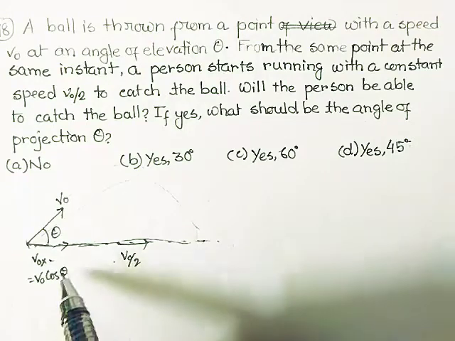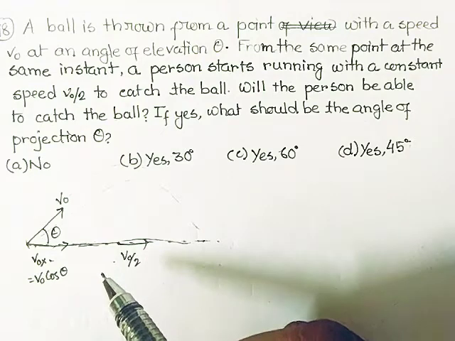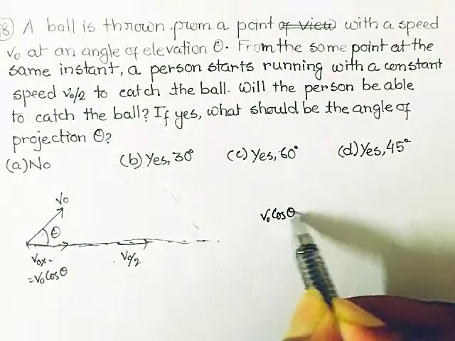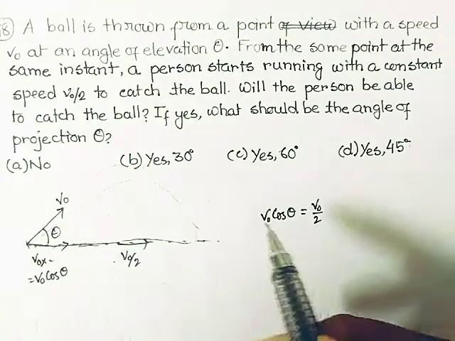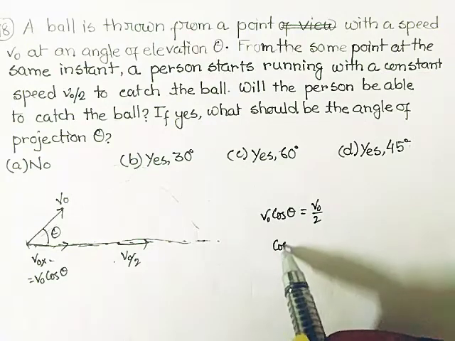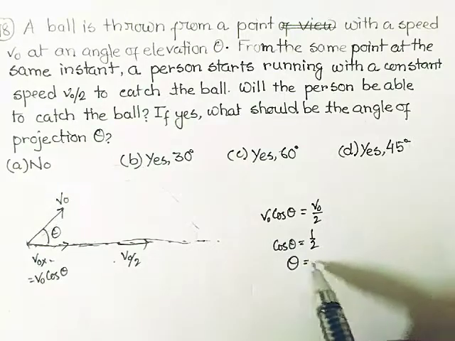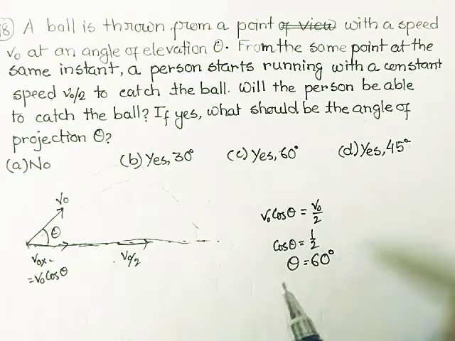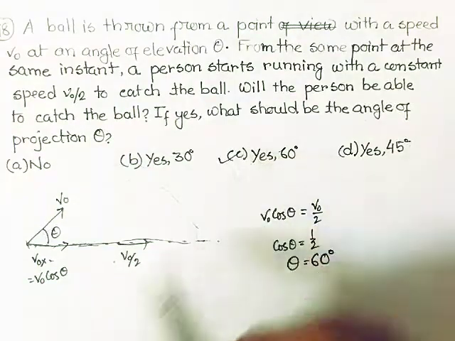So if the horizontal speeds of them are the same, then he is able to catch the ball. So we can say v naught cos theta equals v naught by 2. If he can catch the ball, then v naught cos theta equals v naught by 2. So from here cos theta equals 1 by 2, and from here theta equals 60 degrees. So he can catch the ball if and only if the ball is thrown at an angle of 60 degrees. Okay, option C.